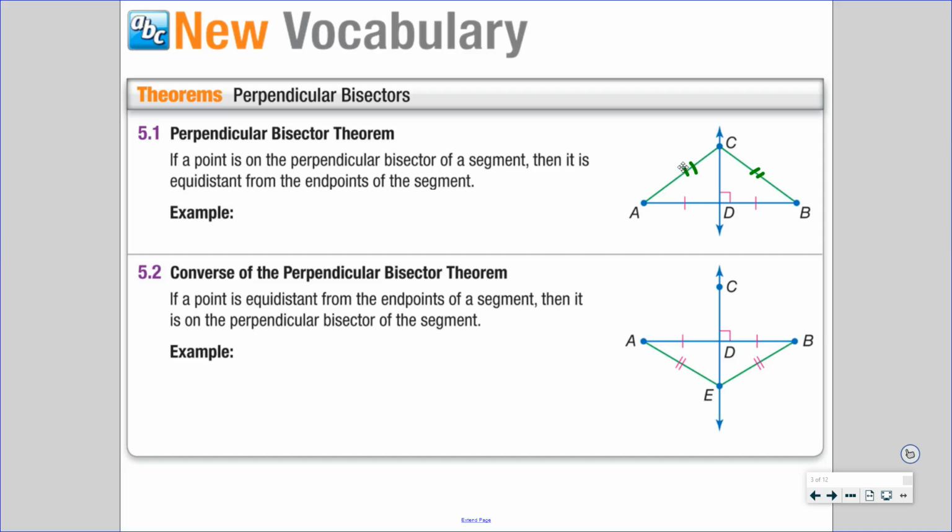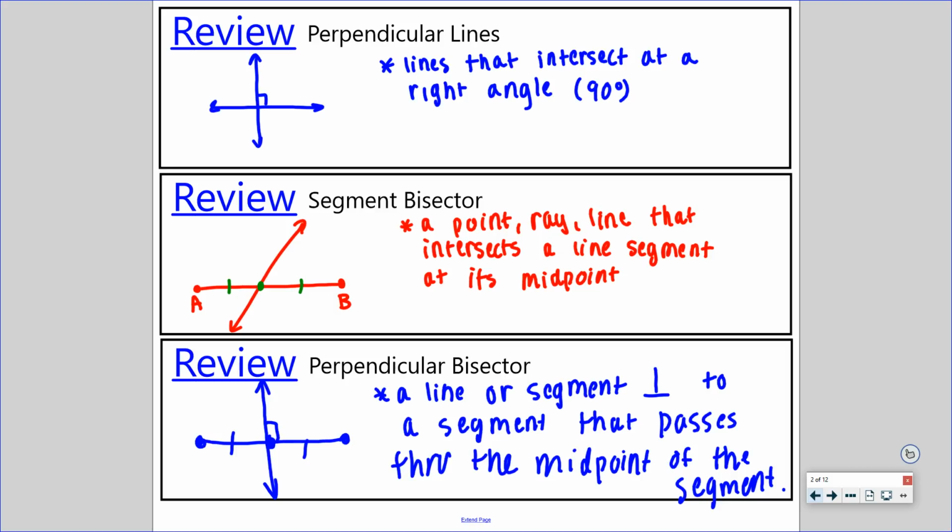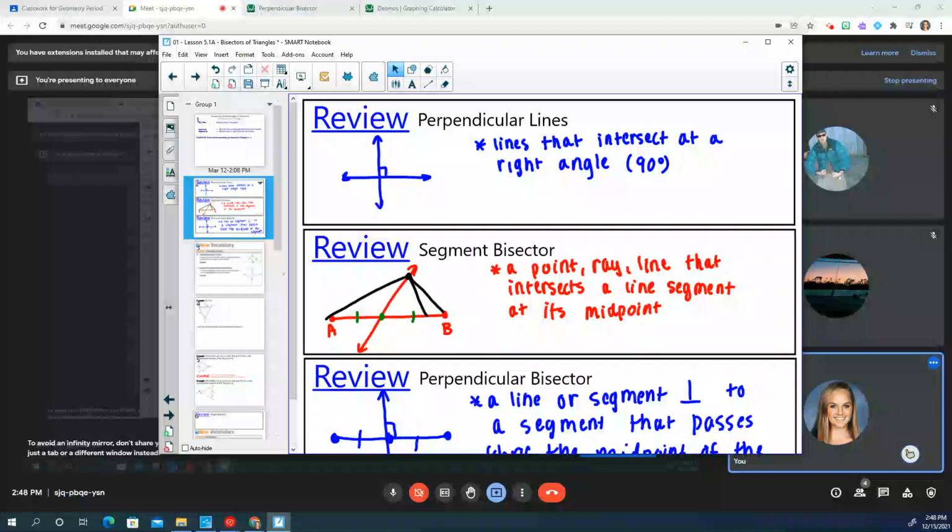If it's just a normal bisector, that might not always be, oh, I guess I could go to the endpoint. That's not always going to be true. It has to be a perpendicular bisector. I found this nice visual on Desmos. You want to see it?